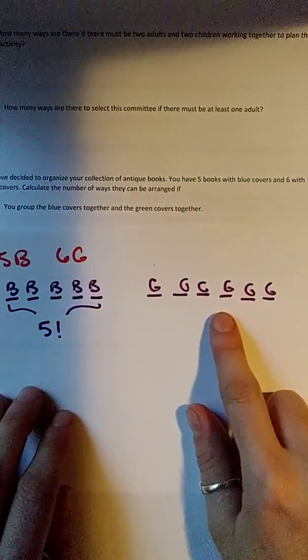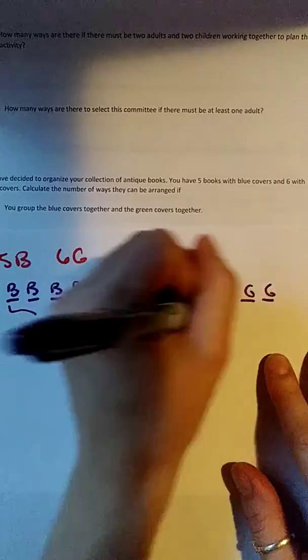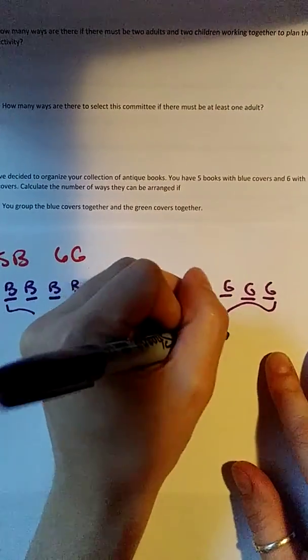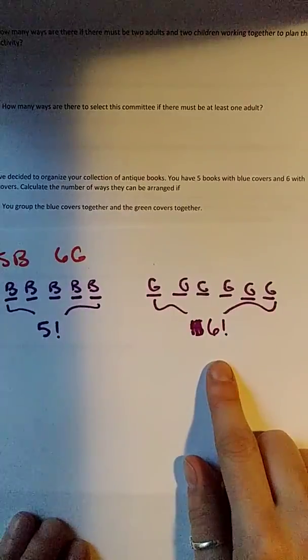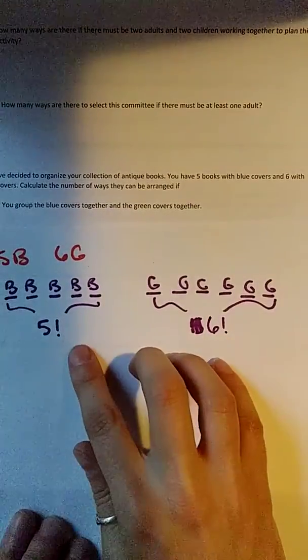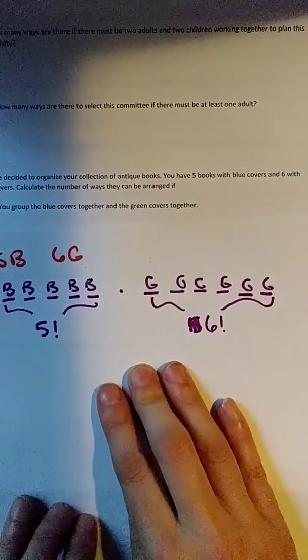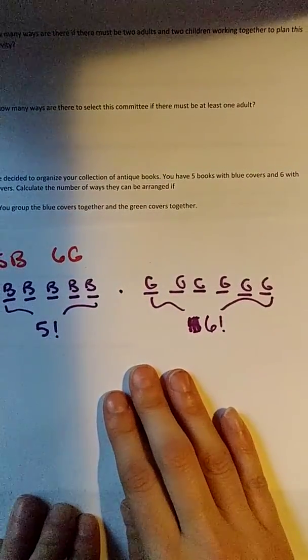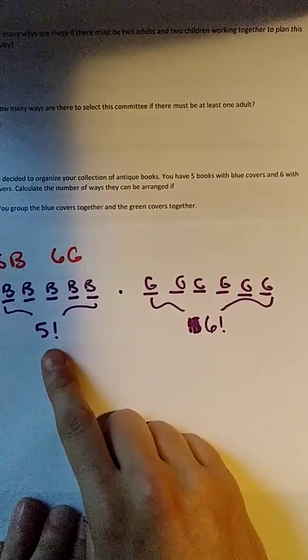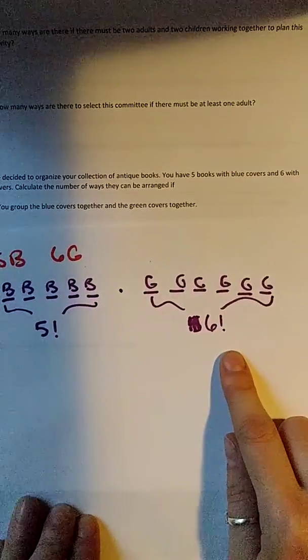And here, because we have 6 books to arrange, we have 6 factorial options to arrange these green books as well. Because these things are happening at the same time, we're going to use the fundamental counting principle and multiply them together. So if I want to arrange these with the blue books first, then the green books, I have to do 5 factorial times 6 factorial.